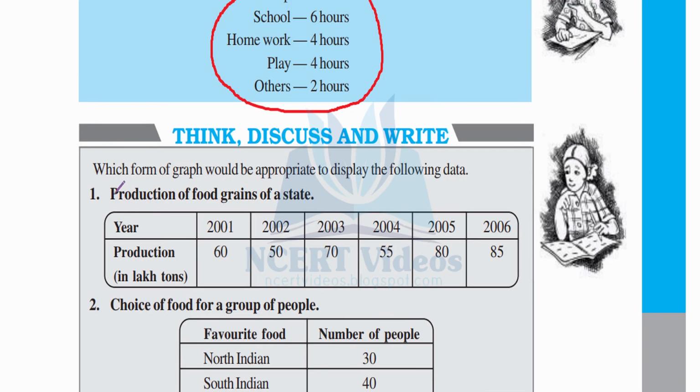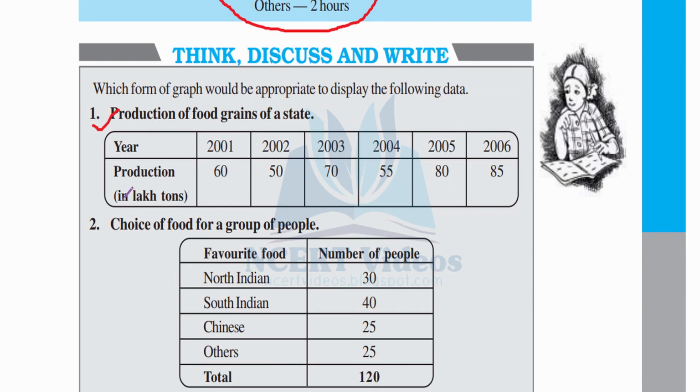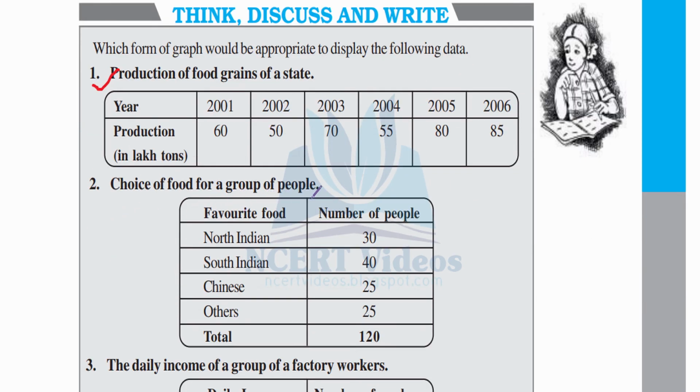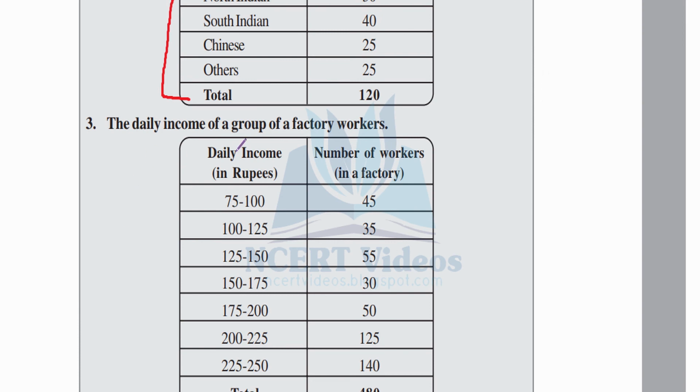Think, discuss, and write. Which form of the graph would be appropriate to display the data? Population in lakhs for different years from 2001 to 2006. Well, we just studied, so we can use it in terms of pie chart representation. Second one, choices of food for a group of people. Again, this can be constructed easily on a pie chart. Third one, the daily income. We just read the example of daily income. So this again can be represented on a pie chart.